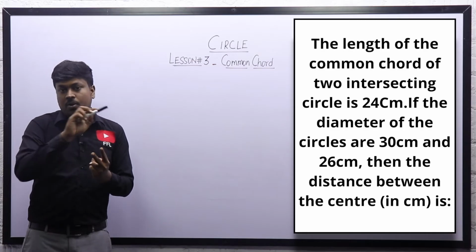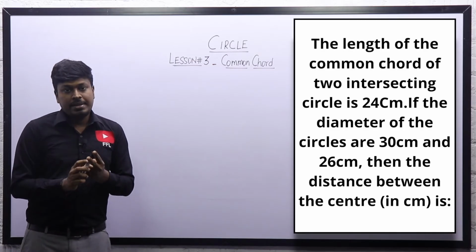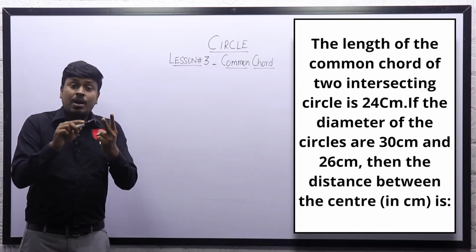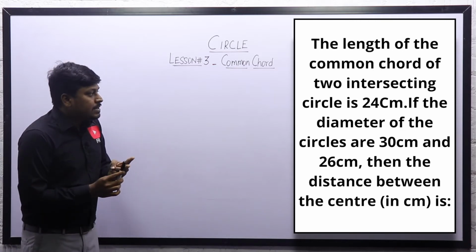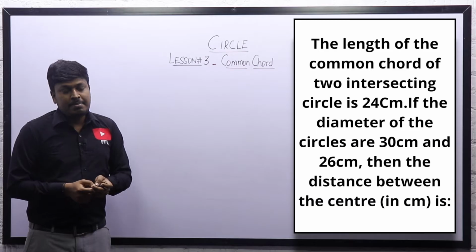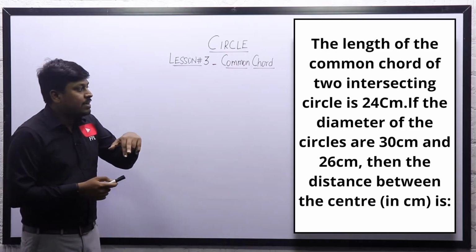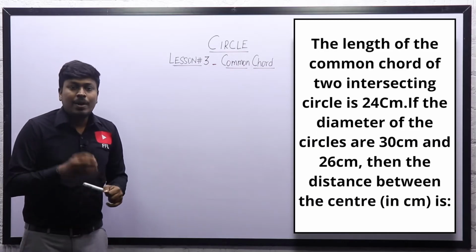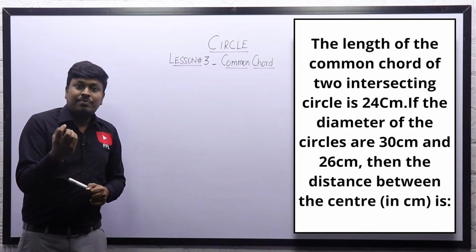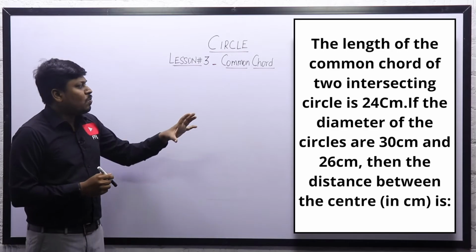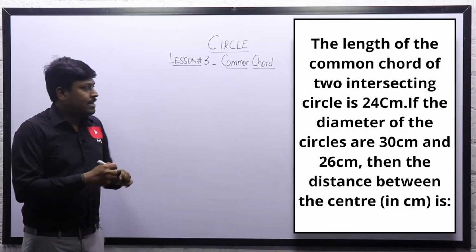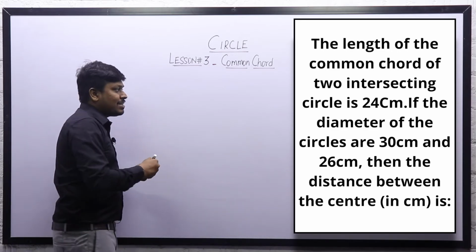That is 24 centimeter. So the chord length is 24 centimeter, and this chord is drawn through the 2 intersecting points of the circles. And one circle's diameter is given, that is 30 centimeter, and another circle's diameter is given, that is 26 centimeter. So what is our target? Our target is to find the distance between both the center points of the circles. So now what we can do is draw the circles, so that you can understand the question properly.